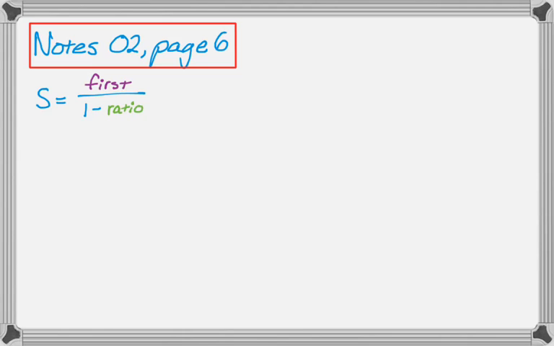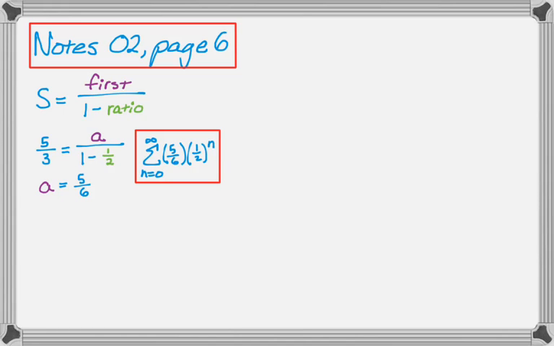So instead what I'm going to do is I'm going to start off with the ratio. So I'm going to choose my ratio as 1/2. I'm going to solve for the first term. So if I go with 1/2, I get a first term of 5/6, and from there I'm going to write my series. So 0 to infinity, 5/6, and then 1/2 to the n. And then I just do that again.